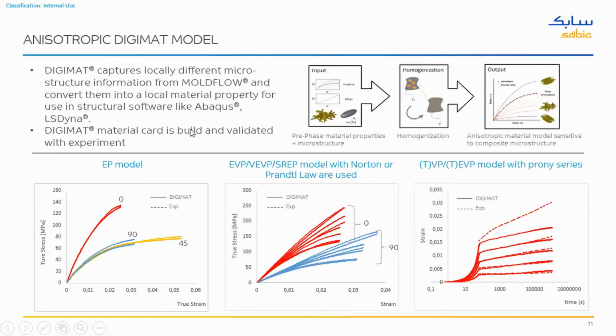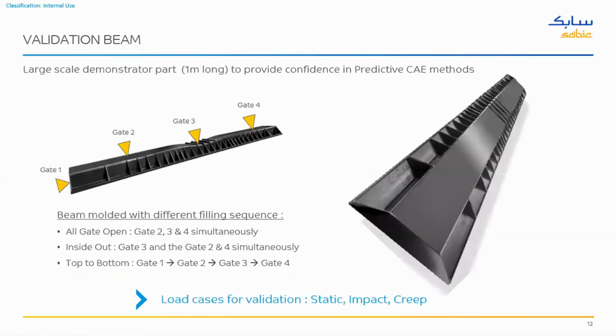Now, with that initial confidence in the individual software's behavior in capturing the real response, next we move to the validation of such models on the real part. For that purpose, we have taken this long beam, which is available at SABIC. This is a 1 meter long beam, designed so that it better represents some of the real applications in automotive and also in other industries.